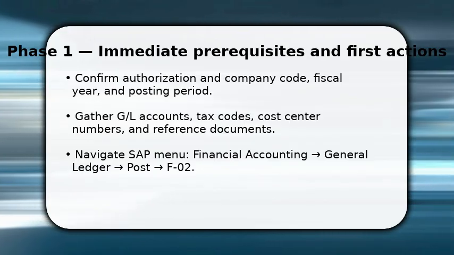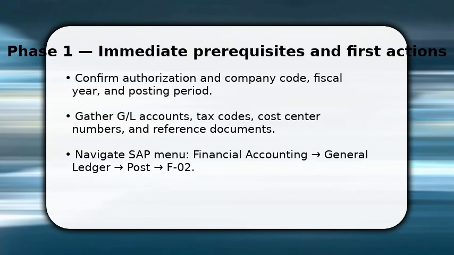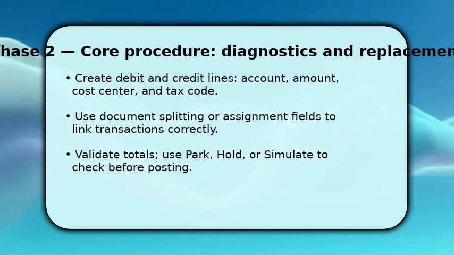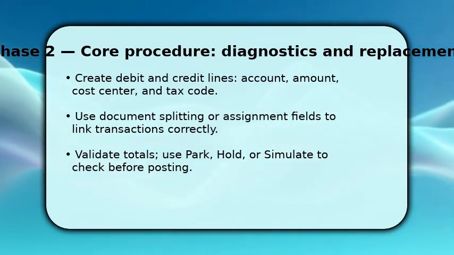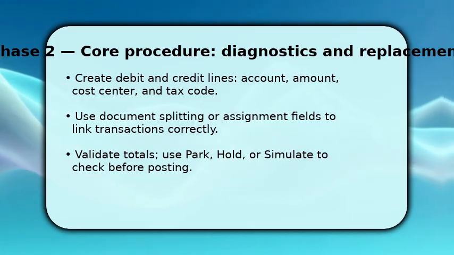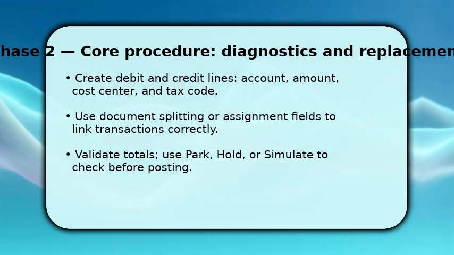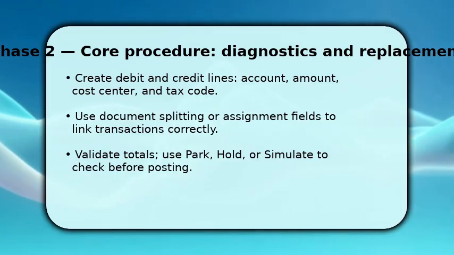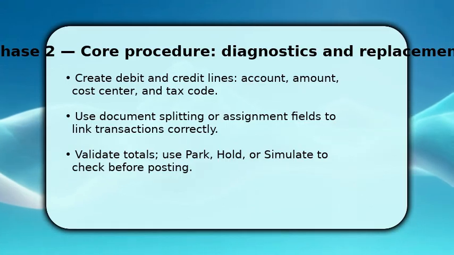You should also verify your authorization early and have G/L accounts, tax codes, and cost centers ready so you can post line items immediately. You now enter each line item, choose the G/L account, specify debit or credit, and enter the exact amount, then populate cost center, tax code, and assignment fields. Use the text and reference fields to document the rationale so others can audit the entry. If complex allocations are required, apply document splitting or distribution rules.